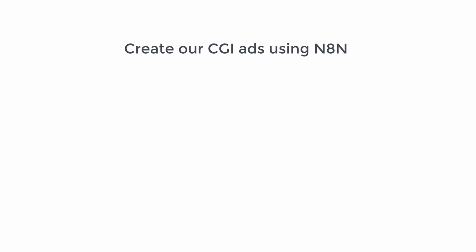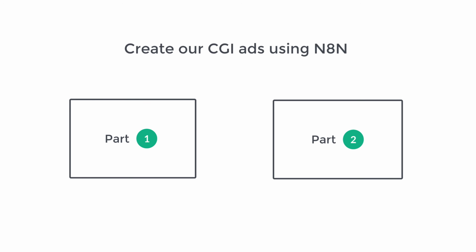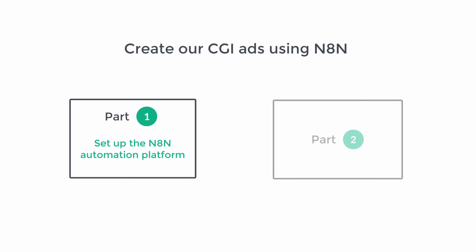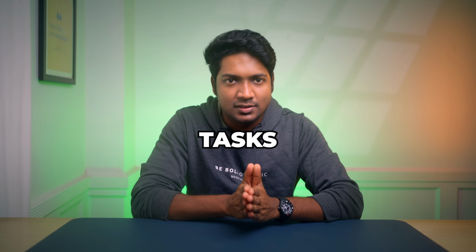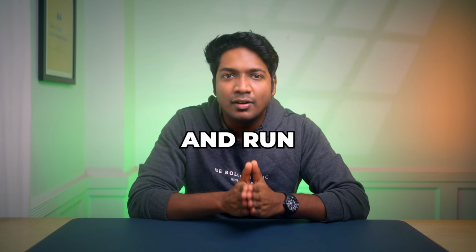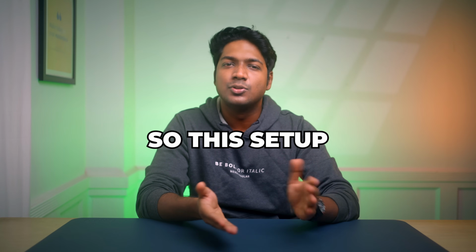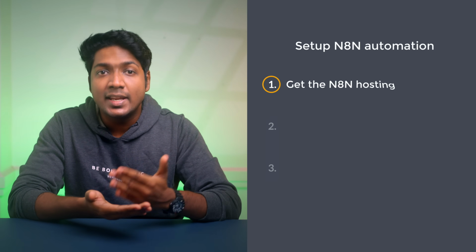We're going to create a CGI ad using n8n in just two parts, and the first part is to set up the n8n automation platform. n8n is a no-code automation tool that lets you automate tasks. Once it is set up, you can create and run as many automations as you want. So this setup needs to be done only once, and we are going to do this in just three simple steps. The first step is to get the n8n hosting.